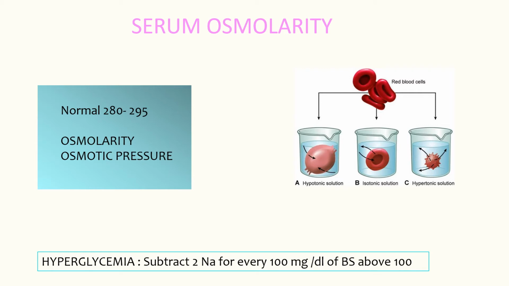Now the formula for correction of hyperglycemia, which I just showed in the previous slide, is that for every 100 milligram per deciliter of blood sugar above 100, subtract 2 from sodium. That will tell you whether hyperglycemia alone is causing the pseudohyponatremia or whether there is actual hyponatremia along with the hyperglycemia, because that can also happen.